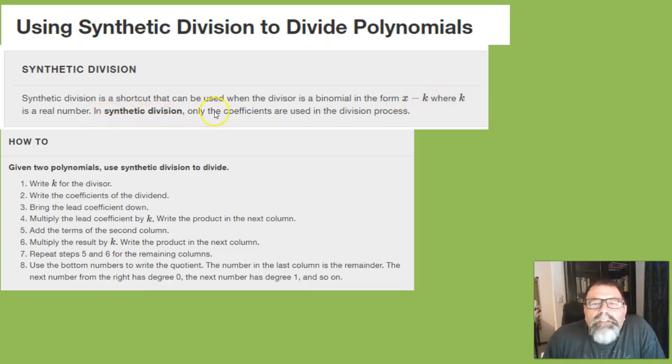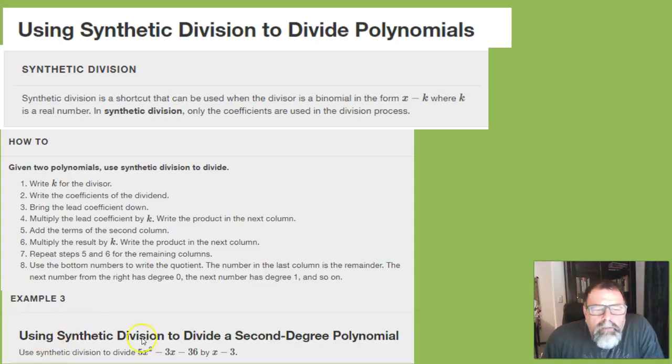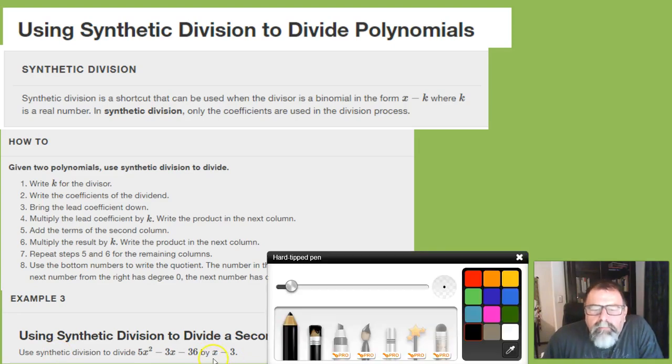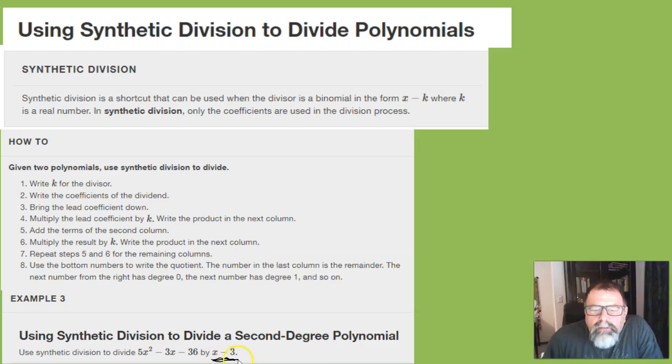So in synthetic division, only the coefficients are used in the division process. All right, here's how to do it. Let me copy the example 3 and then I'll show you. Okay, using synthetic division to divide a second degree polynomial. Use synthetic division to divide 5x squared minus 3x minus 36 by x minus 3. So k is the divisor. So notice we're dividing by x minus 3. This is the divisor. And k is going to be the opposite of minus 3. So k is going to be equal to 3. Okay, so that's first thing to note.